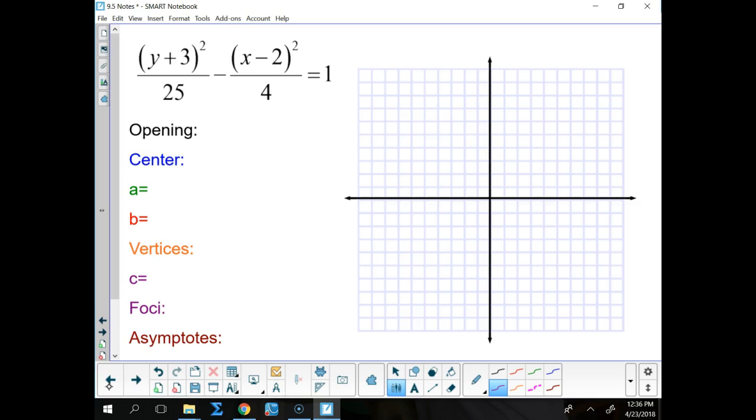Which way does it open? Up and down. Y up and down? Y squared. Because y squared is first, or x is after the subtraction sign. Yep. Either one of those works for me.